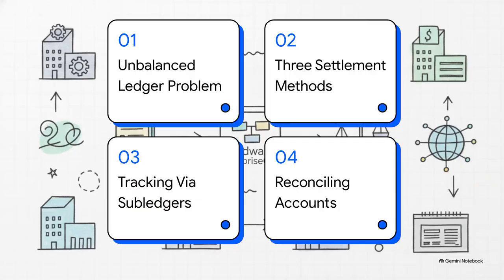Here is our quick roadmap for today. 1. The unbalanced ledger problem. 2. Three settlement methods. 3. Tracking through subledgers. And 4. Reconciling intercompany accounts. All right, let's just jump right in.